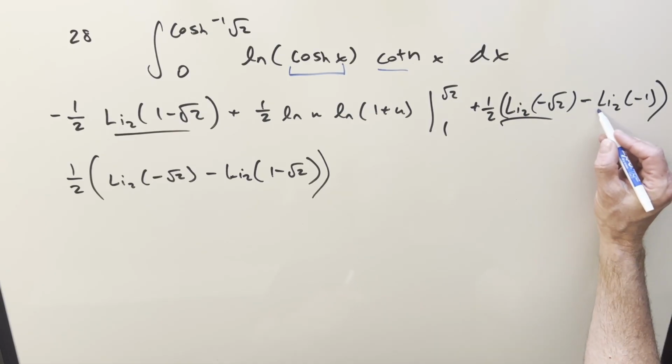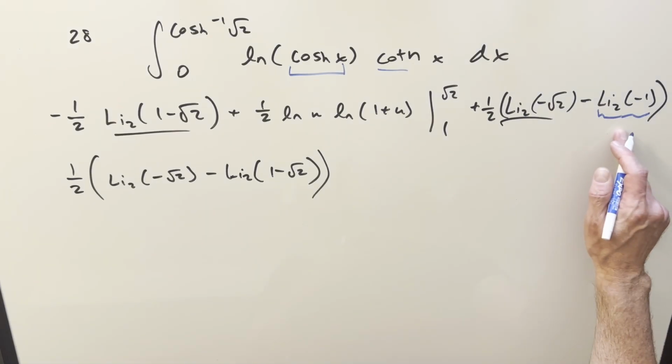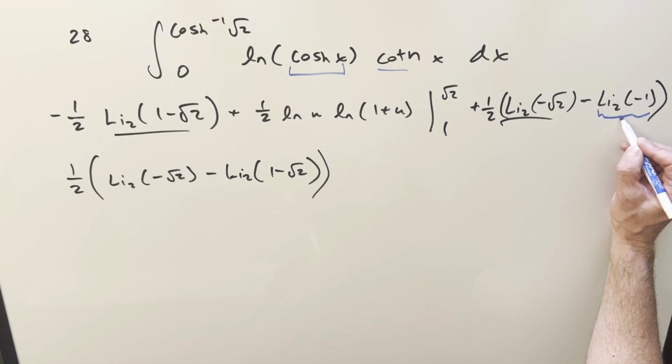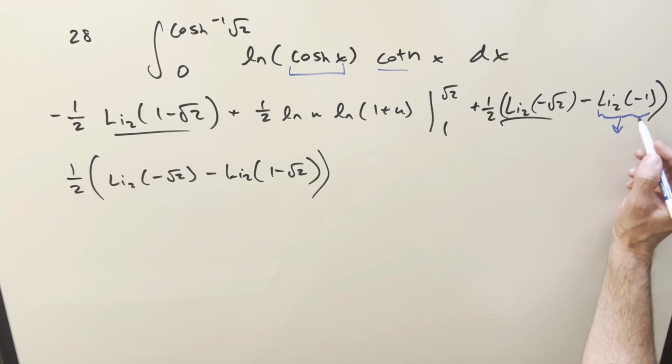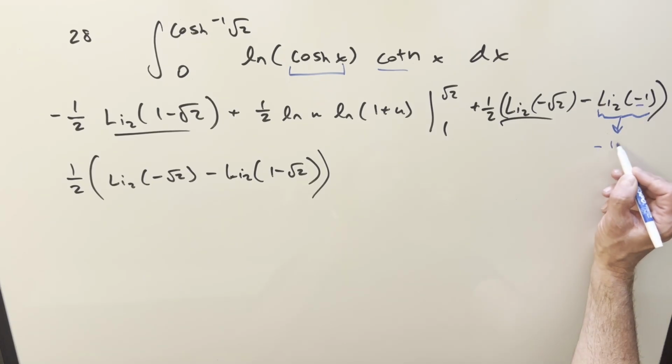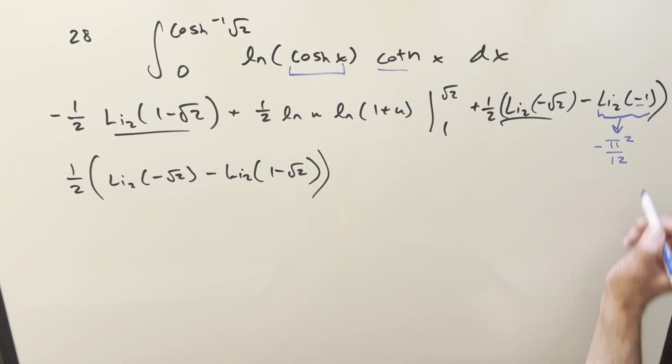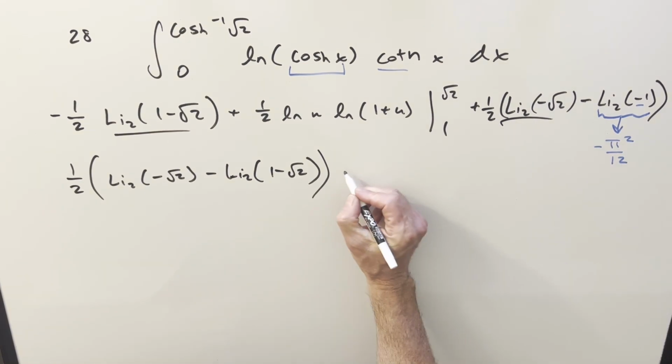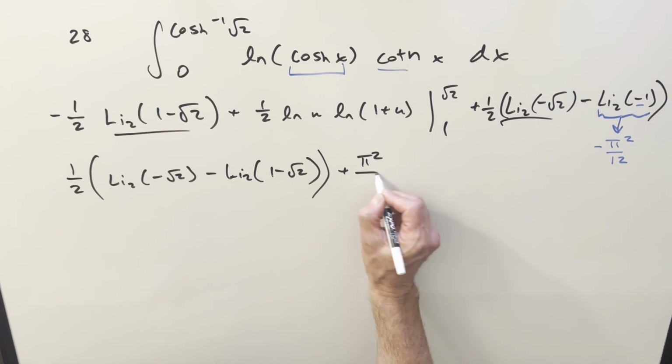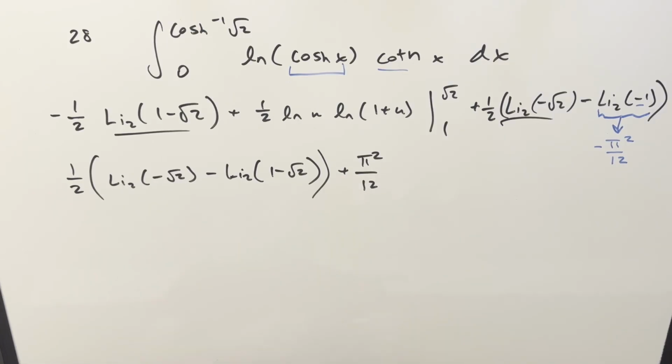We did this in another video. I'll provide a link in the description to the playlist on the dilogarithm, as I derived all the values. So we derived this in another video, and it was minus pi squared over 12. Because we've got a minus in front, I can write this as positive pi squared over 12.